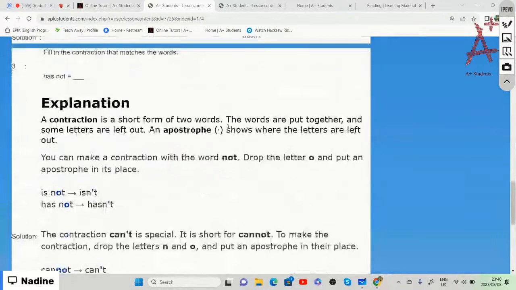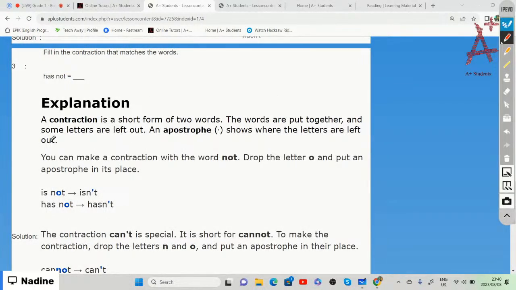All right, now we have hasn't, right? Has not. The short form of the words has not is hasn't, right? There we have has. We put the word not together, but instead of saying has not, we're going to remove the O, put the apostrophe in the place of the O, and put the T. So that is like saying has not, but it's hasn't, right? And that is the contraction of the two words has not. So hasn't, right?